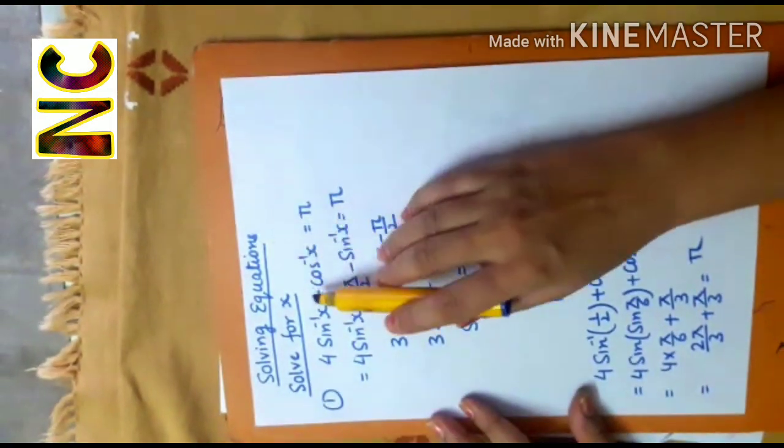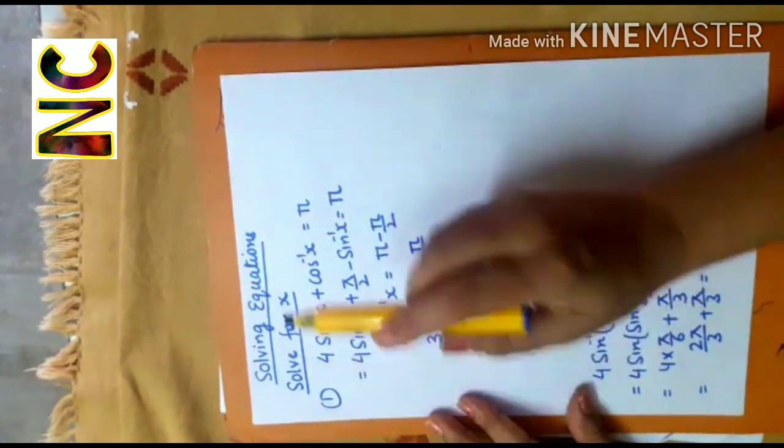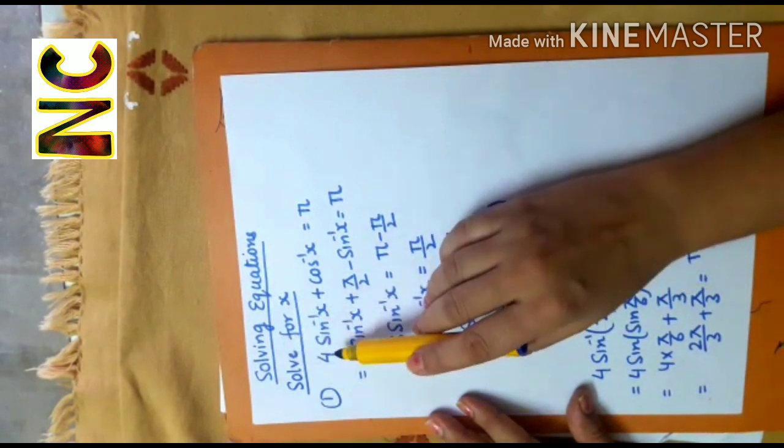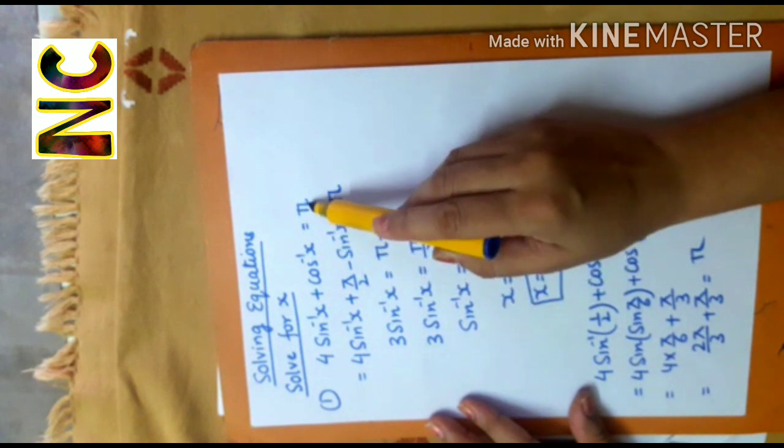Types of equations which involve inverse trigonometric functions. So let's take up the first question. Solve for x: 4 sine inverse x plus cos inverse x is equal to pi.